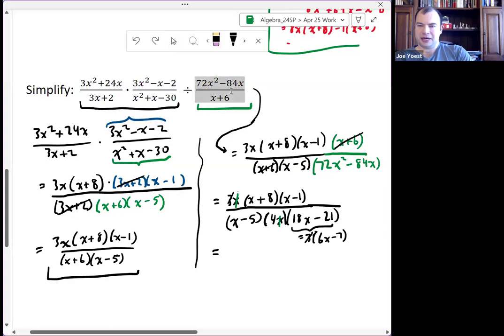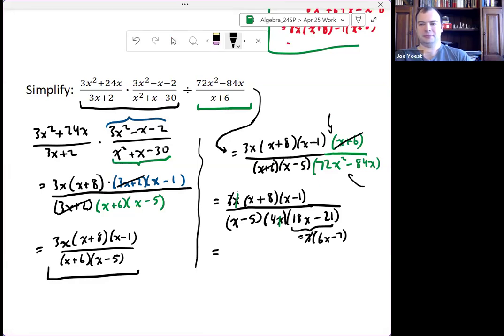Then I'm dividing by my green rational expression. Remember, that means I invert and multiply. That means the x plus 6 gets tacked on in the numerator, and the 72x squared minus 84x gets tacked on in the denominator. Right away, I see I have a common factor of x plus 6. I can divide that out. I'm left with 3x times x plus 8 times x minus 1 in the numerator, divided by x minus 5.